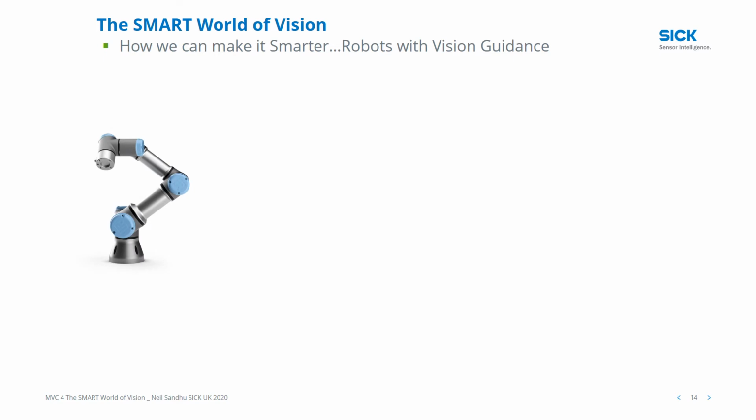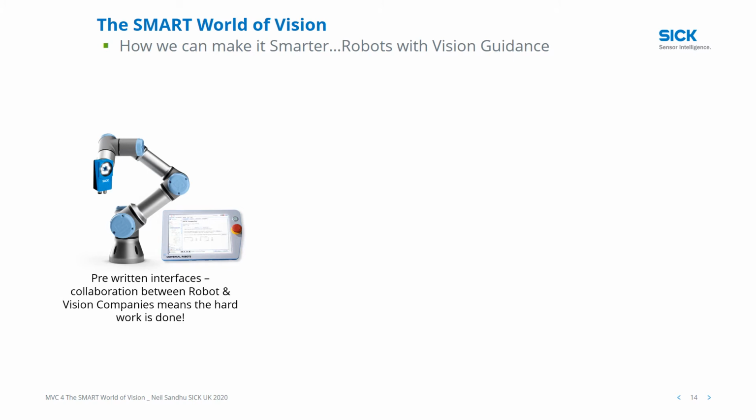So if we consider a robot, we consider the robot controller, and we consider a camera. Nowadays, what we can talk about, and I'll come on to the SICK part of this later, is pre-written interfaces between the robot and the camera. So an example is the work that vision companies are doing with robot companies to say, you know what, we don't need the customer to do the hard work in terms of writing the interface protocol, if you will, to know that the right information is coming out of the camera and going into the robot to make sure it's receiving everything it needs to in the right way, in the right format, for it to go and do its job.